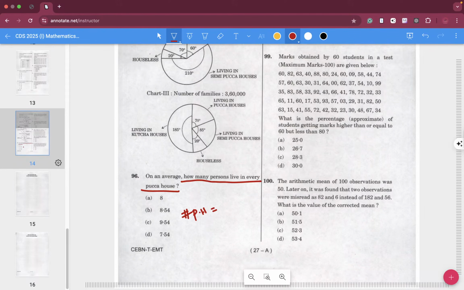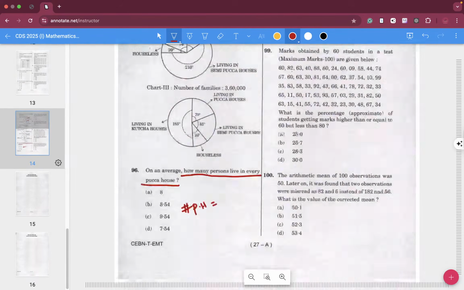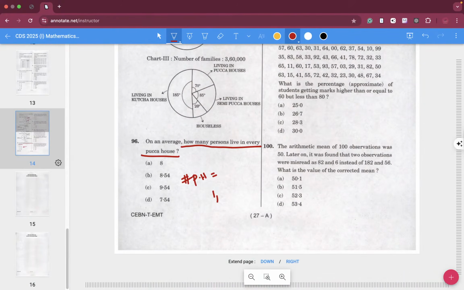The number of pakka houses over here will be how much? 1,20,000, and their corresponding angle is 110 degrees. So the number of pakka houses will be 1,20,000 into 110 divided by 360. This is the number of pakka houses. Now we have to find out how many persons are living in every pakka house.